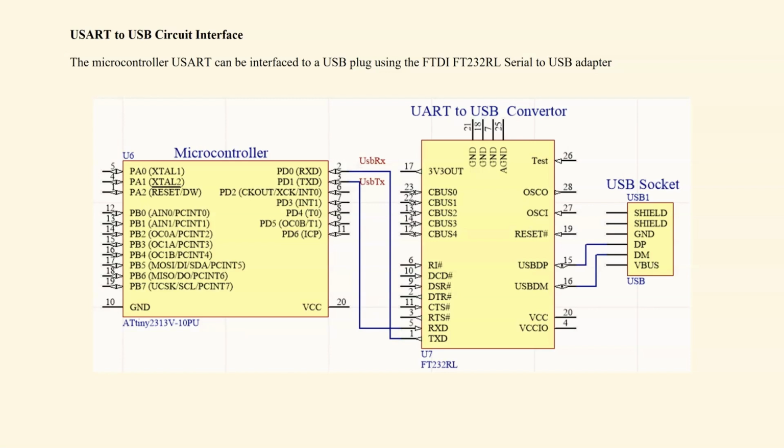We can see a schematic of the USART system interfacing to a UART to USB converter, the FTDI FT232RL chip, and that goes out to a USB socket. So we can see the receiver is connected to the transmitter of the device that it is connected into, and the transmitter from the micro is connected to the receiver of the device that we're connected to.